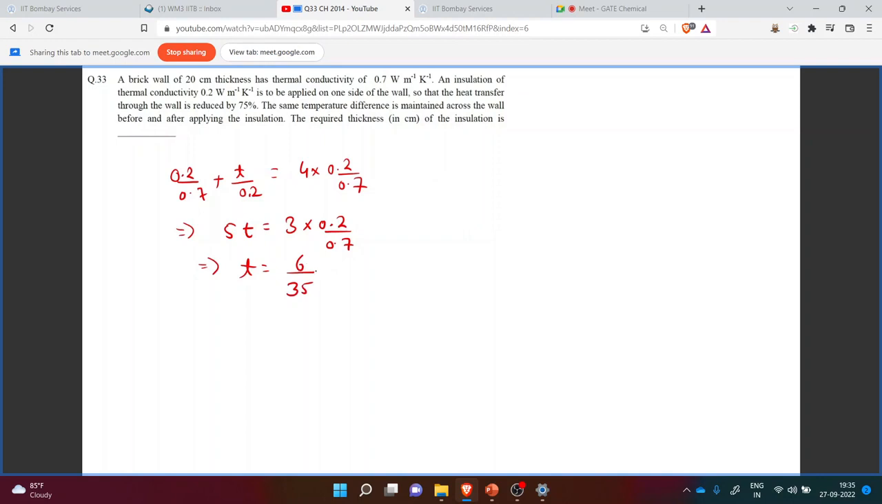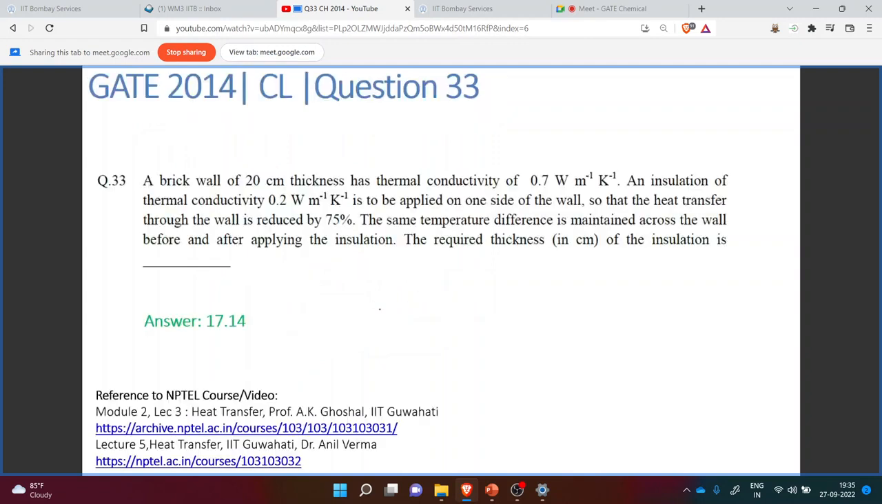This 6 upon 35 will come somewhere around 0.1714. This is in meter, so the thickness in centimeter will be 17.14 centimeter. That is, the required thickness of the insulation in centimeter is 17.14 centimeter. So we will put the final answer as 17.14.